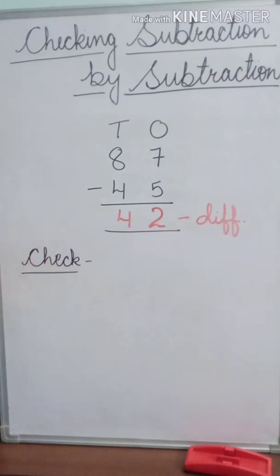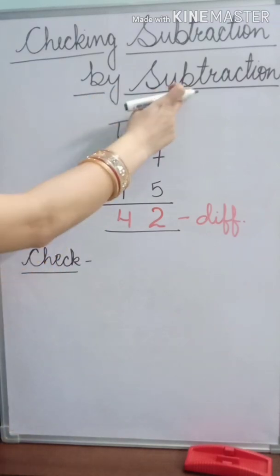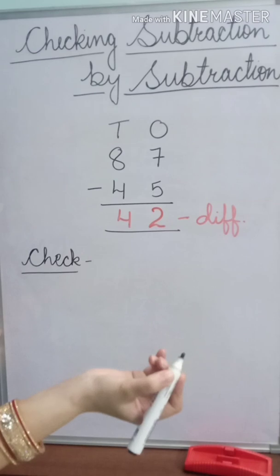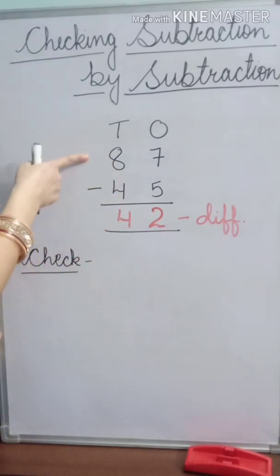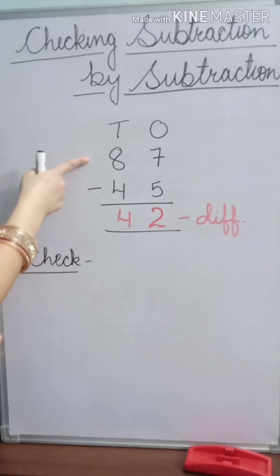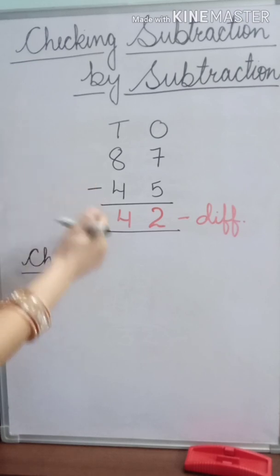Now let's find out whether we have done it correct or not. But we are going to use the subtraction method. And how we are going to do this? When we subtract the difference from the greater number, we will get the smaller number.